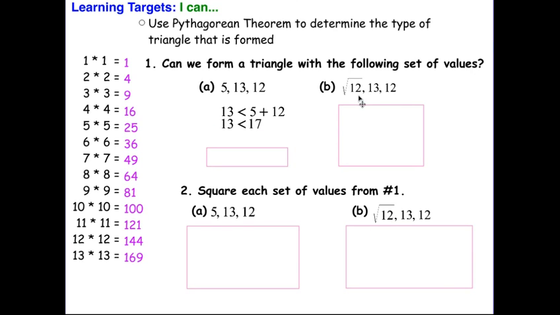For square root of 12, 13, and 12, which of these values is the longest side? It has to be 13 because square root of 12 has to be smaller than 12. So let's take a look at this value. 13 is less than 12 plus square root of 12.